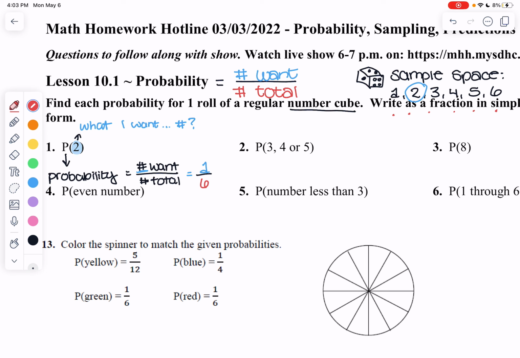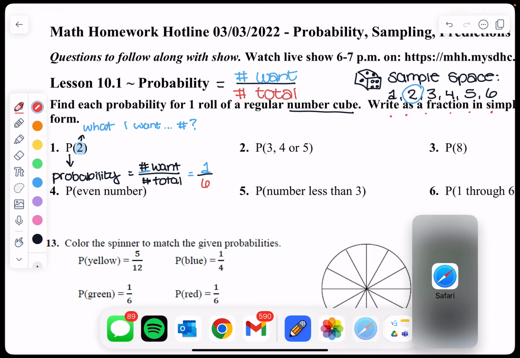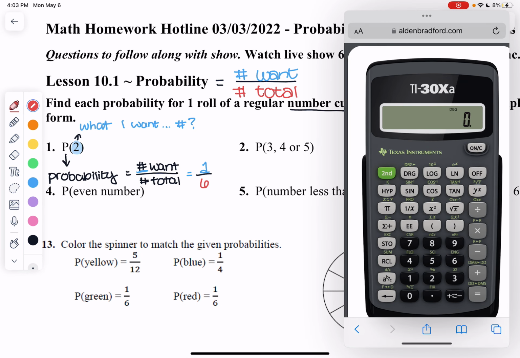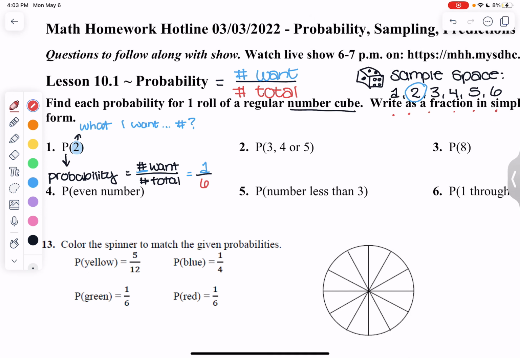Is this in simplest form? Well, I break out my calculator, which I have for once, and I would type in this fraction, 1 over 6. I'm going to press the equal sign, and you'll see that nothing is happening. That's because this is in simplest form, all right? There's nothing that I can divide 1 and 6 by to make a simpler fraction.